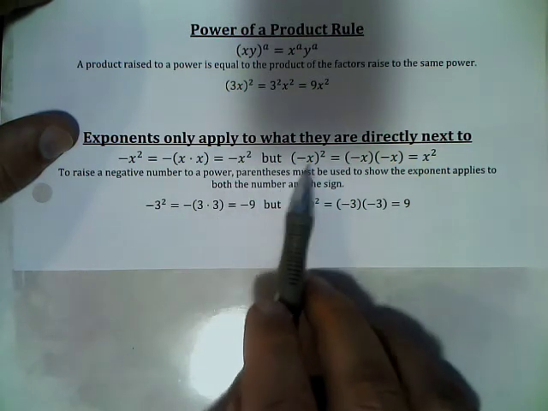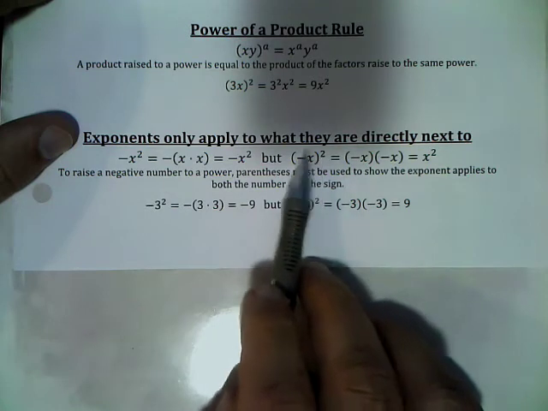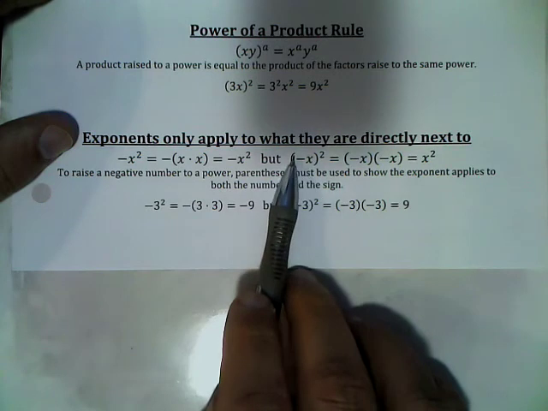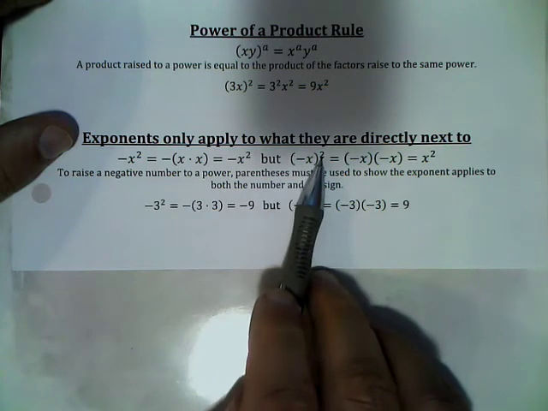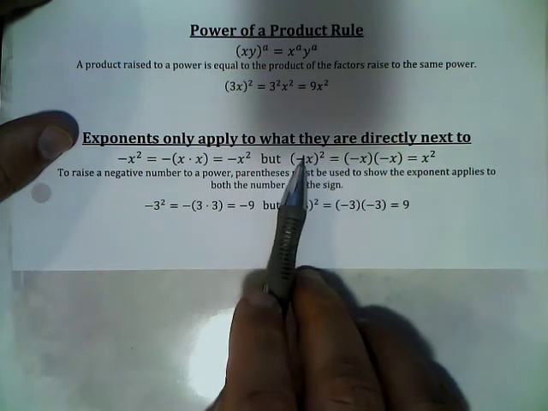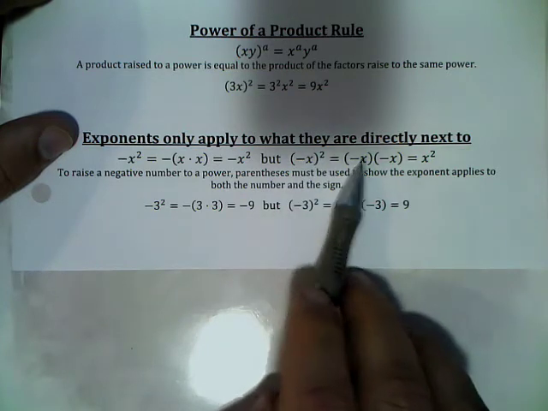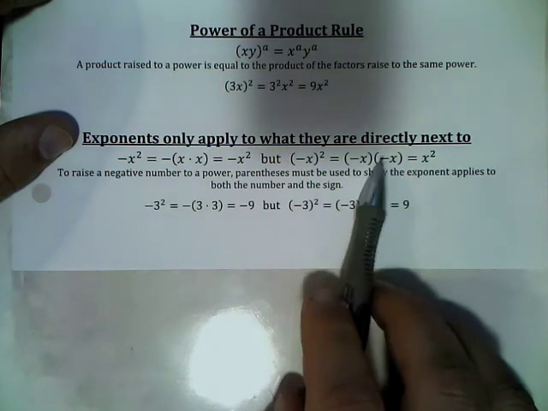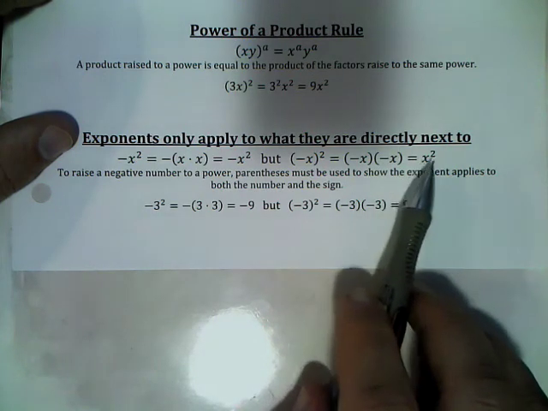However, if I put parentheses around that negative x, now the square is happening to the entire thing that's inside the parentheses. So this is now telling me to multiply something with itself. Well, what's that something? Negative x. So it's telling me to multiply negative x with negative x, which of course a negative times a negative cancels out and leaves me with just a positive x squared.